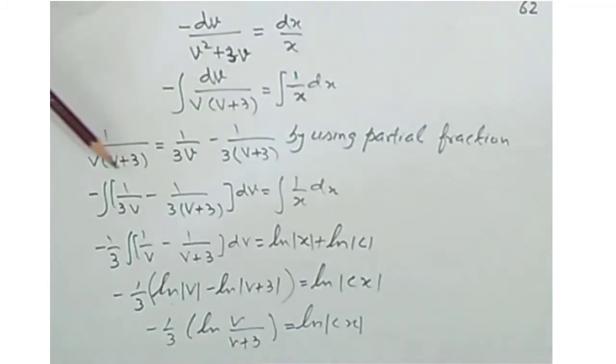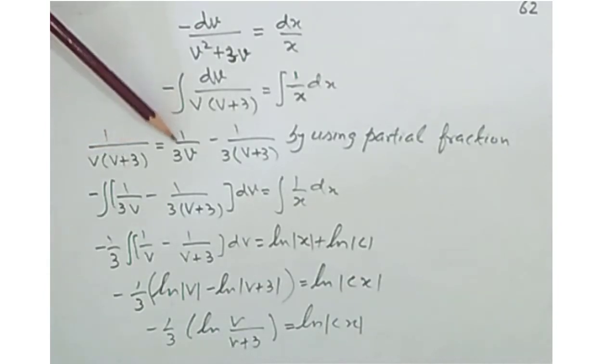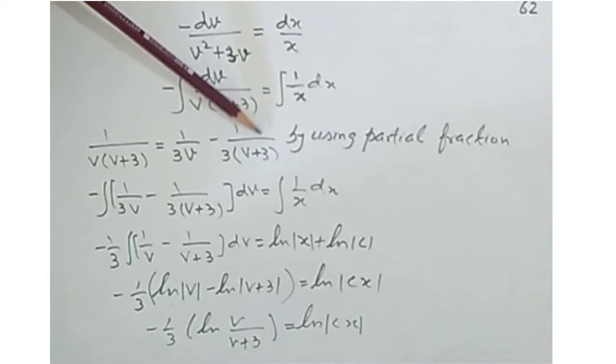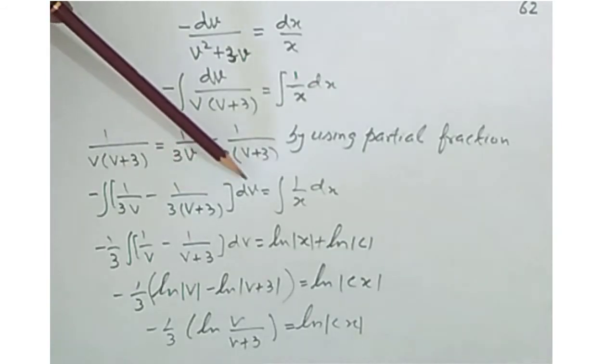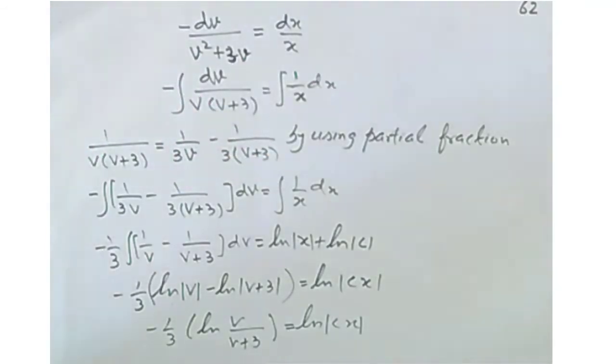Now by using the partial fraction method, 1 over v into (v plus 3) equal to 1 by 3v minus 1 by 3 into (v plus 3). Now we take the integral: minus integral of (1 by 3v minus 1 over 3(v plus 3)) dv is equal to integral of 1 over x dx, and this is minus 1 by 3 integral of (1 by v minus 1 by (v plus 3)) dv. The integral of 1 by x dx equal to log x plus log c.